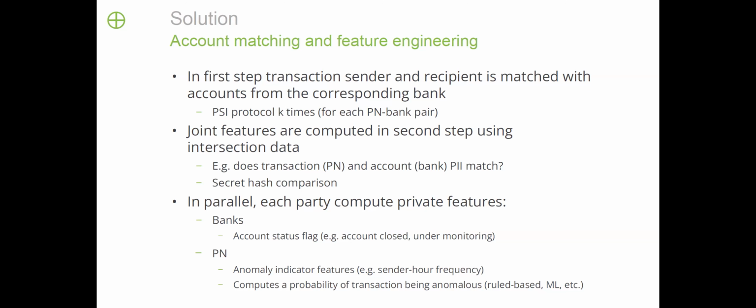And in parallel, each party, the banks and the payment network, computes different private features which will help the final model. The banks have some kind of account status log: is the account closed, is it under monitoring, etc., which corresponds to internal information of each bank, and it doesn't want it to be revealed. At the same time, the payment network will compute some anomaly indicator features, like what is the frequency of the sender-hour pair, and how does this correspond to the historical data? Is it an outlier or not, etc. Also, some probabilities of a transaction being anomalous, from rule-based, network models, machine learning, etc.